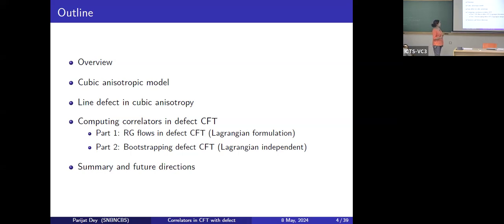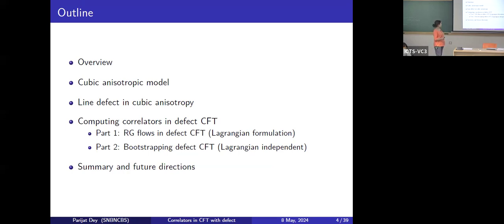And after introducing this model, we will discuss the effect of line defect in this system. So we will break the conformal symmetry by this line defect. Then with this setup, we will go on to compute the correlation functions in these defect CFTs. The observables that we compute in this kind of quantum field theory are the correlation functions. And we will compute these correlation functions using two complementary approaches.